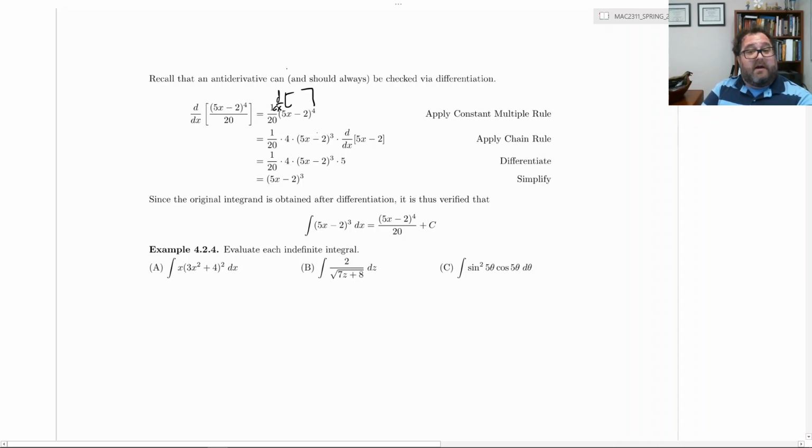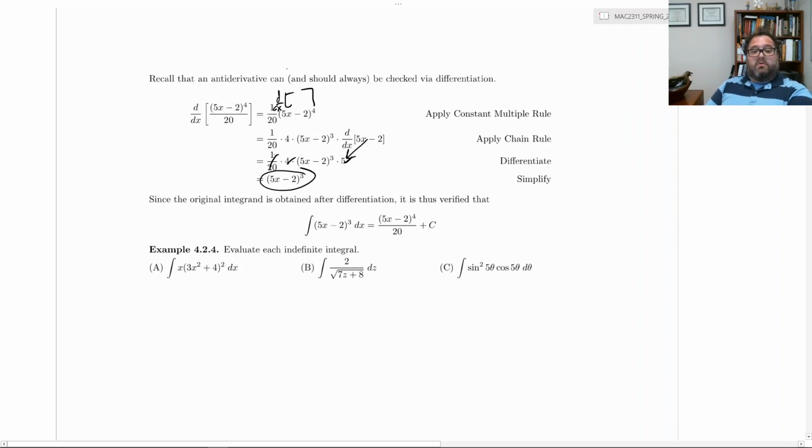And then we apply the chain rule. So the 4 goes out front, 5x minus 2 to the 3rd power times the derivative of the inside function. But the derivative of the inside function is just 5. So we have 1 over 20 times 4 times 5x minus 2 cubed times 5, but 4 times 5 is 20, so we have 20 on the top, 20 on the bottom. They all cancel out, leaving us with just the original integrand. Therefore, we are confirmed that our solution is indeed 5x minus 2 to the 4th power over 20.